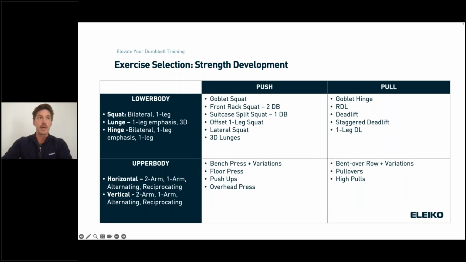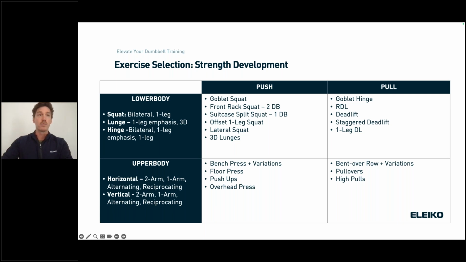For our strength development, we have our lower body and upper body movements. For our lower body, for our squat, lunge, hinge, we can do it bilaterally, 2 stance or 2 legs on the ground. So varying up our base of support is going to influence the mechanics of the exercise. We can do 1-legged movements or 1-legged emphasis movement. Going back to really our 3-dimensional, what is the distance that we're traveling in? What's the depth? And what direction am I moving in?